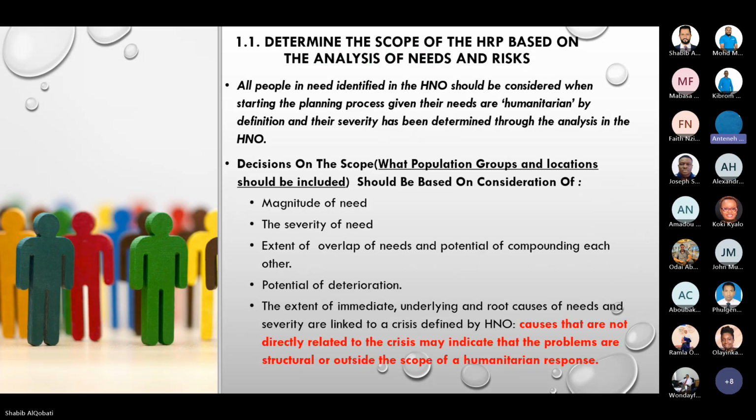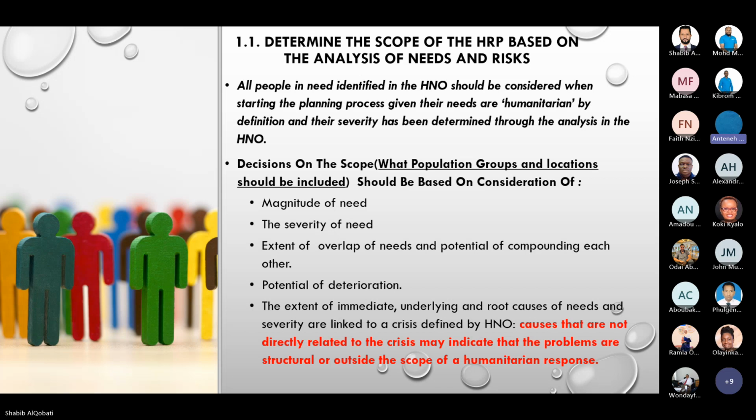Okay, so as I said, the first step of the process is defining the scope of the HRP based on the analysis of the needs and risk. The main assumption here is that all people identified as people in need during the HNO phase are considered to be in need and requiring humanitarian assistance. So by definition, these people, 100%, should be considered for HRP.